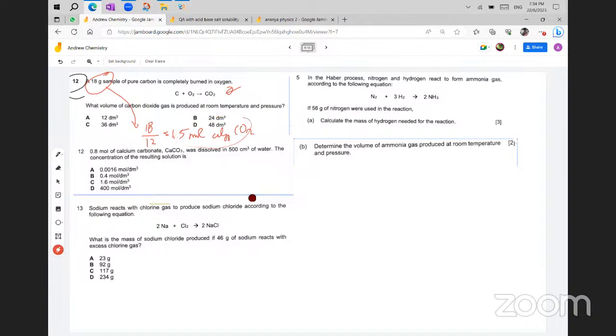I want to change it to volume because that's just how gas is measured. Work backwards. Remember, 1 mole, 24 dm cubed. So 1.5 times 24 is going to be, I think, 36. Yeah, 36. And the answer would be 36. Okay, got it. That's a revision. That's it.